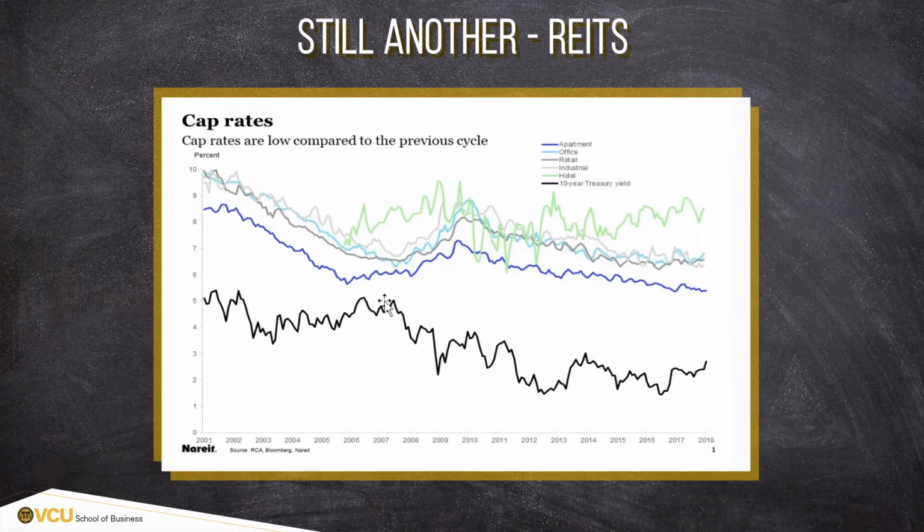It gives you a little hint that cap rates for real estate were getting too low. Something to watch for as we go forward. If these cap rates continue to fall and possibly 10-year treasuries continue to go up, that spread gets tighter and tighter, and you may see a similar result in the market.